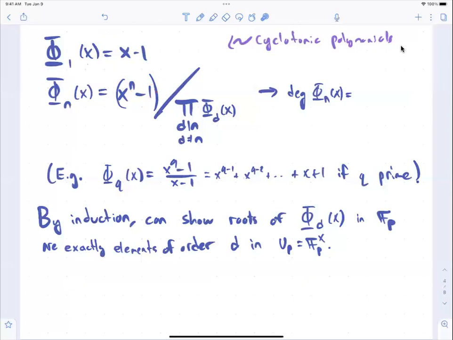But to have order n, n has to be the first power that gives you 1. So you can't be a root of any x to the d minus 1 for any smaller d, so for d a divisor of n. We can capture that by looking at x to the n minus 1, but then dividing it by all of these smaller cyclotomic polynomials, capital phi of d, where d divides n but is not equal to n. So where d is a proper divisor of n.